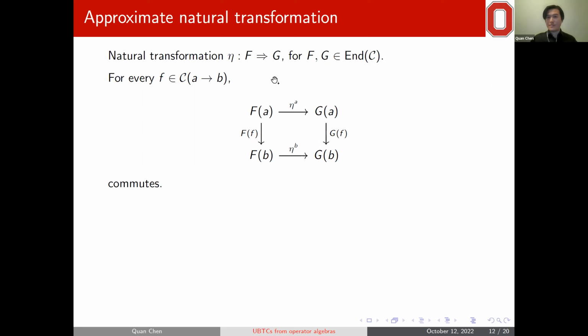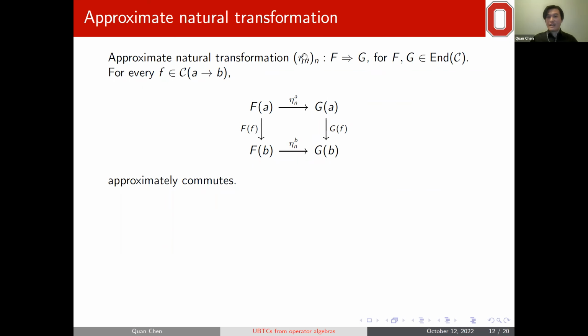And what is an approximate natural transformation? It should be a sequence eta_n from F to G, for any functors F and G. So for every morphism f from A to B, this diagram approximately commutes. So eta_n A, eta_n B. This diagram approximately commutes. All right. So I'm not saying that each eta_n is a natural transformation. I'm not saying that. Just that this diagram, for each A and B and the morphism f from A to B, and here we don't want f being a sequence, just a single morphism, this diagram approximately commutes. All right. So far, so good.